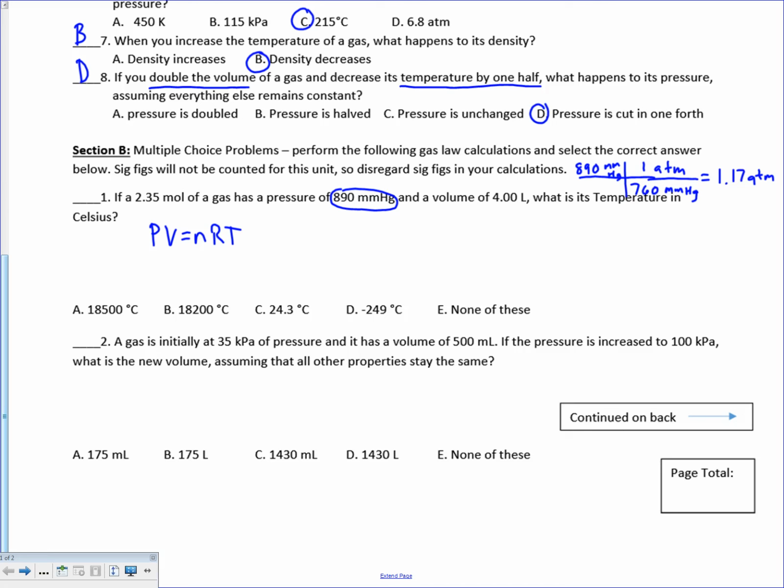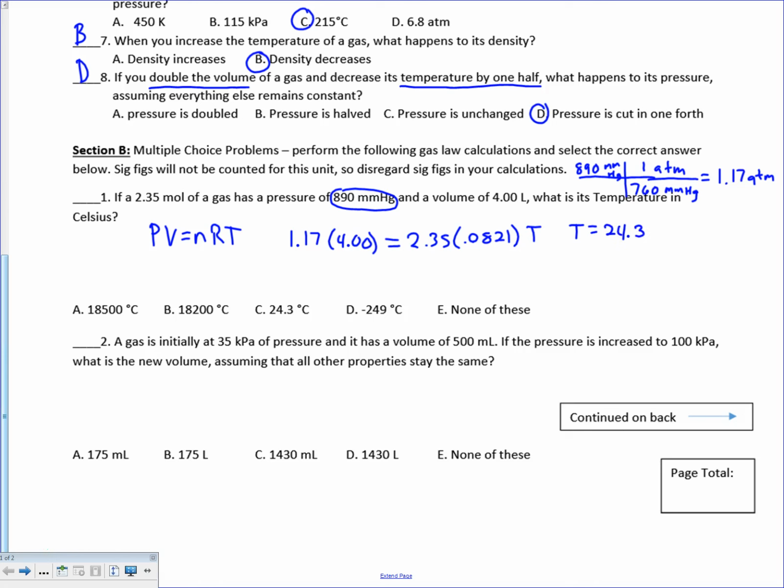So pressure 1.17, volume 4 liters, equals n, the number of moles is 2.35, 0.0821 for R, temperature is what we're trying to get. We go through, calculate that there, you get temperature equals 24.3.